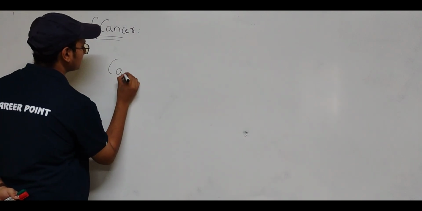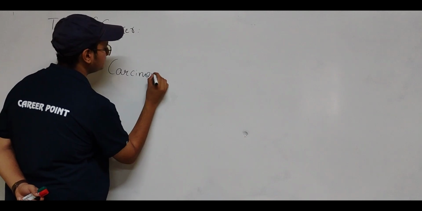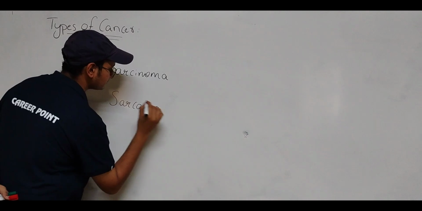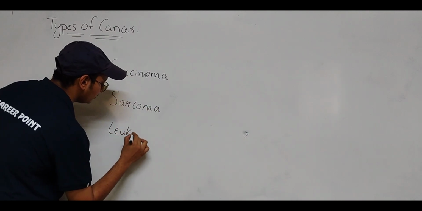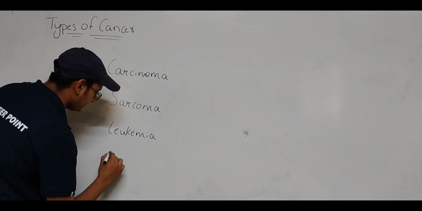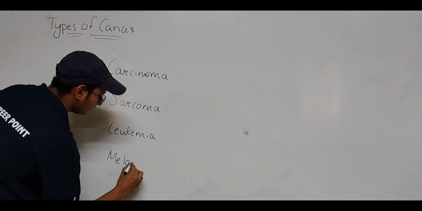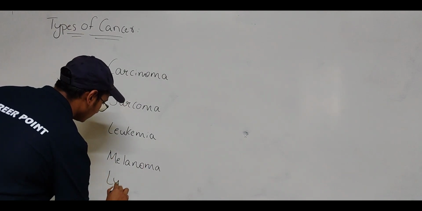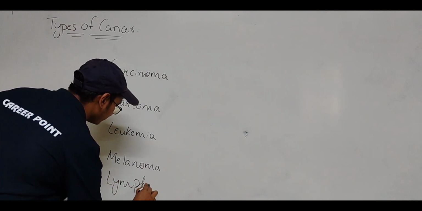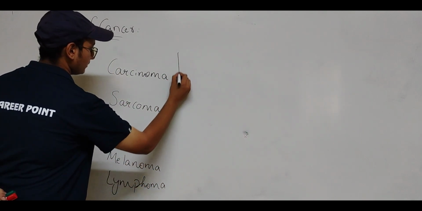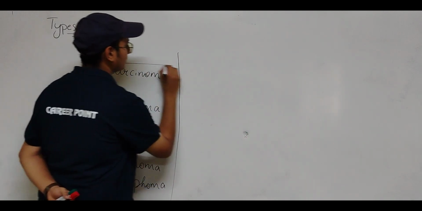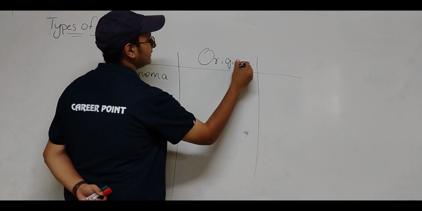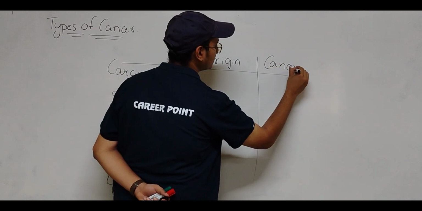We have carcinoma, sarcoma, leukemia, and melanoma. And one more, we have lymphoma. So let's look at the origin and the type of cancers which will be produced by these.